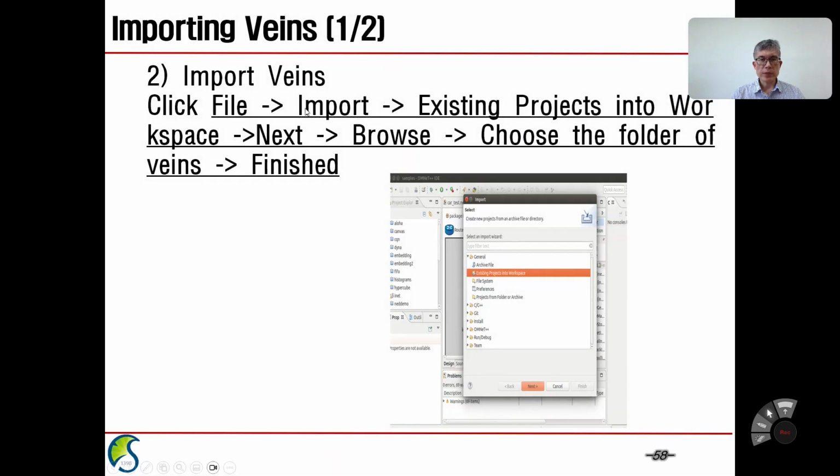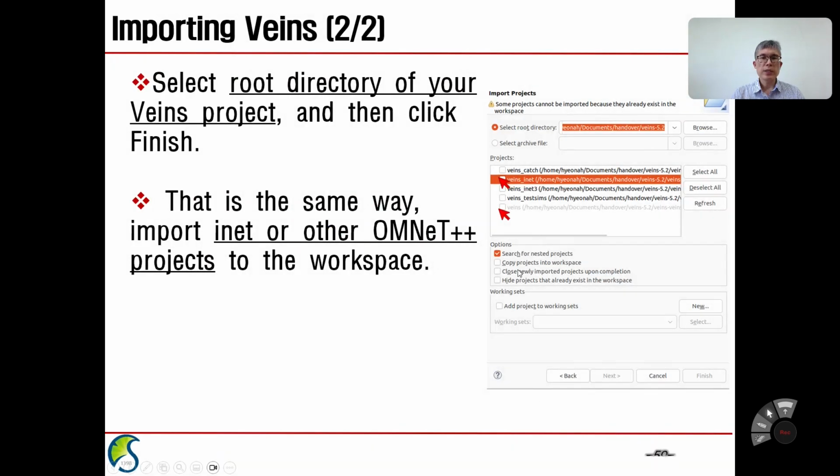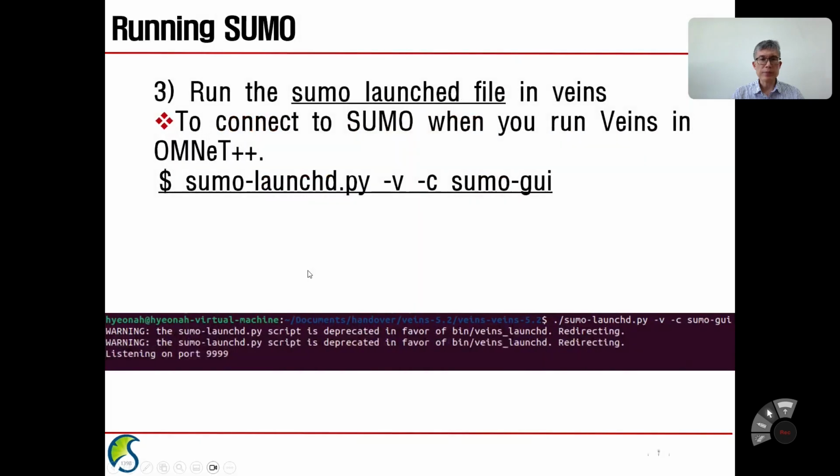You can go to the menu File, Import, Existing Projects into Workspace. Next, browse, choose the Veins folder, and then finish. Then select the root directory of your Veins project and click OK. In the import dialog, you can go to Veins and click this project. This is the same way to import INET or other OMNeT++ packages like the Veins privacy one into the workspace.